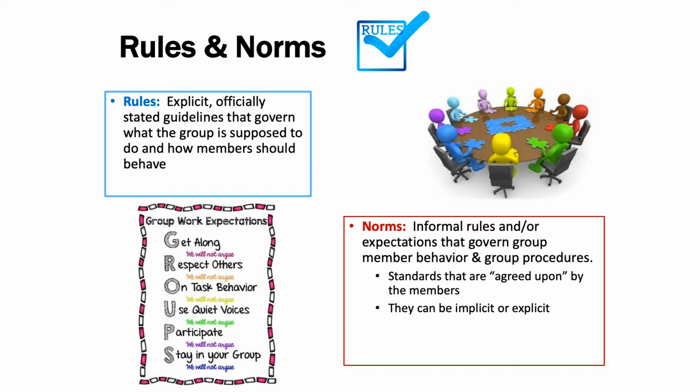The first concept with groups is rules and norms. Rules are explicit, officially stated guidelines that govern what the group is supposed to do and how they're supposed to behave. This would be setting standards like the frequency of meetings and where you meet and how you communicate. You're going to communicate through this channel and we expect a response within 24 hours, whatever those things are.